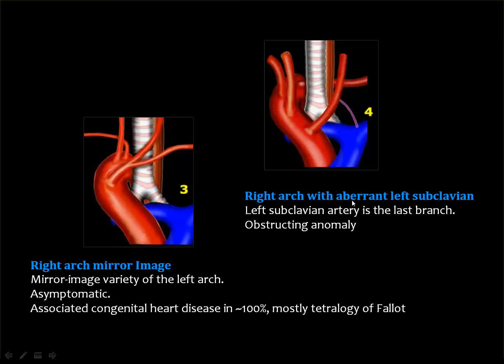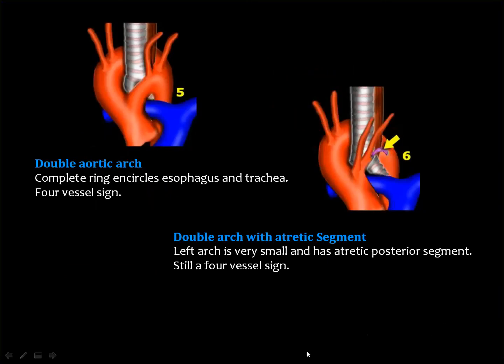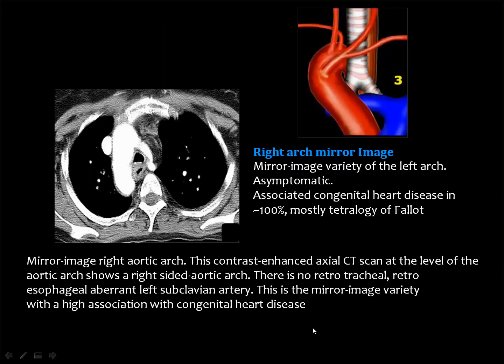Right-sided aortic arch with aberrant left subclavian artery originating from the distal part of the arch, crossing behind the trachea to reach the left upper limb. Then double aortic arch with three major types, considering the size of the posterior and the anterior arches. The final one is the double aortic arch with atretic segment, meaning that this segment is not well developed, but you get the vessels originating from a patent lumen.